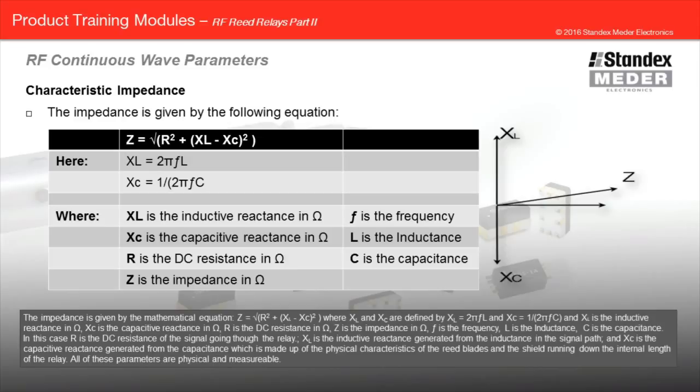C is the capacitance. In this case, R is the DC resistance of the signal going through the relay. XL is the inductive reactance generated from the inductance in the signal path. And XC is the capacitive reactance generated from the capacitance, which is made up of the physical characteristics of the reed blades and the shield running down the internal length of the relay. All of these parameters are physical and measurable.